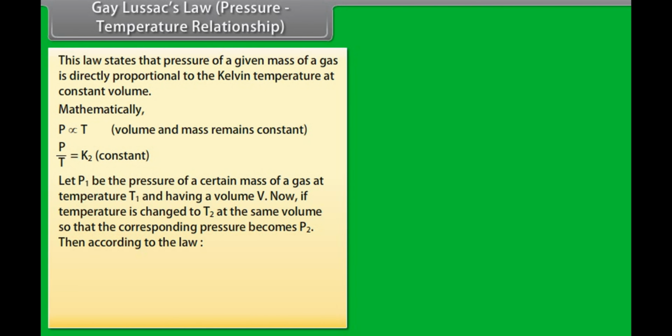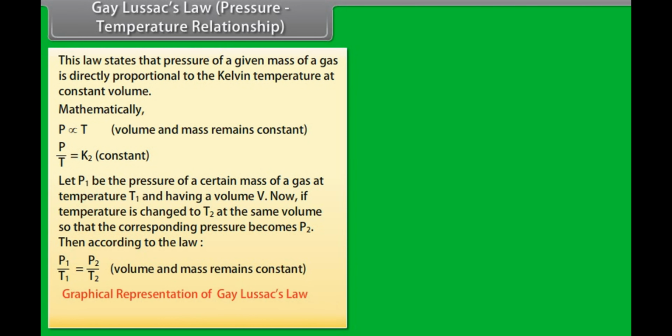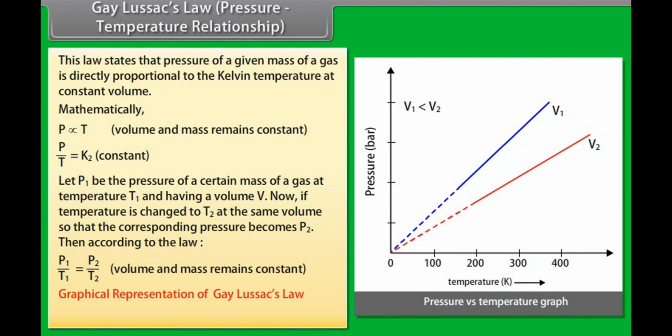Let P1 be the pressure of a certain mass of a gas at temperature T1 and having a volume V. Now, if temperature is changed to T2 at the same volume so that the corresponding pressure becomes P2, then according to the law, P1 by T1 is equal to P2 by T2. Volume and mass remains constant. Graphical representation of Gay-Lussac's law. Each line of this graph is called isochore.